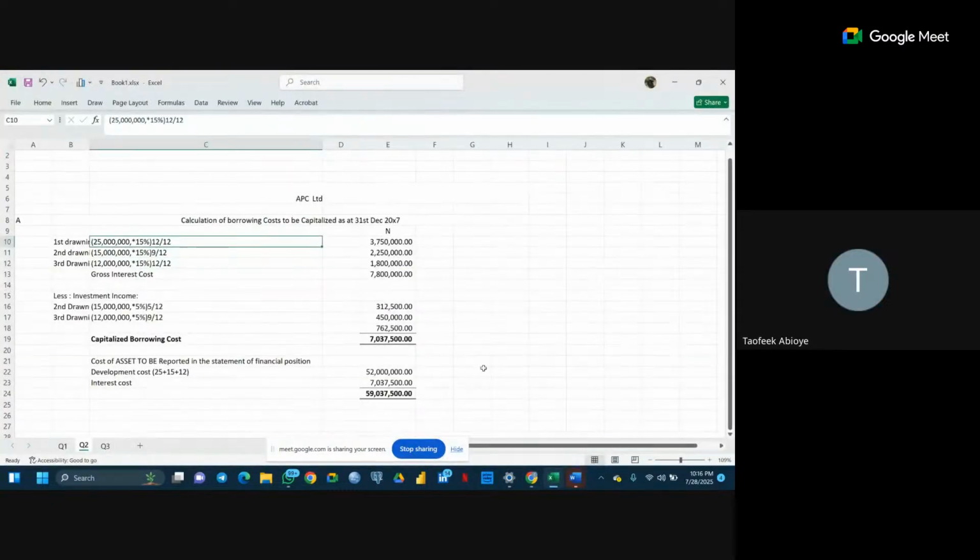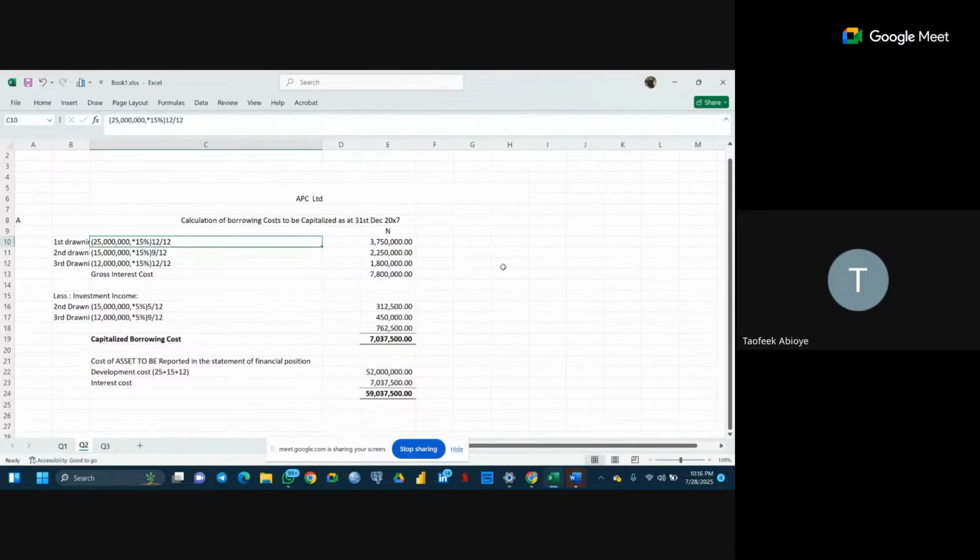So let me explain. On the 1st of January, 25 million was withdrawn from the total of 55 million that was borrowed for this particular project. The rate of interest we are expected to pay is 15%. So it's very straightforward: 25 million multiplied by 15%. The money was withdrawn as at the 1st of January, so we are going to consider the months that we spend with the money.